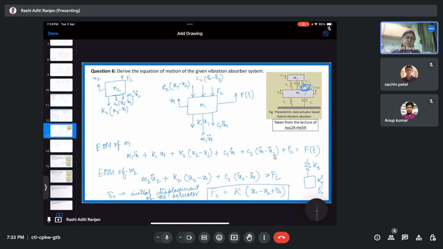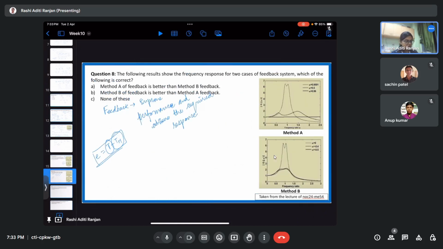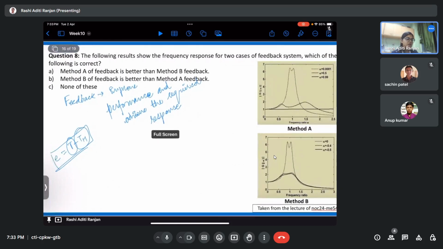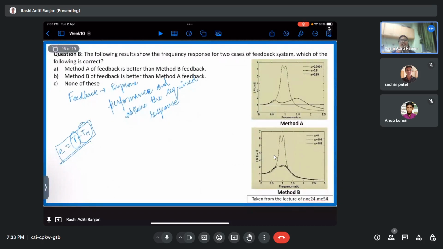Now, there could be two possible cases of feedback. One is acceleration feedback control, and the second one is displacement feedback control. When I say acceleration feedback control, it means that I'm going to sense the acceleration which my body is encountering, and depending upon that acceleration, I'm going to send the signal to the system. In case of displacement feedback, I'm going to sense the displacement and then send the required signal.